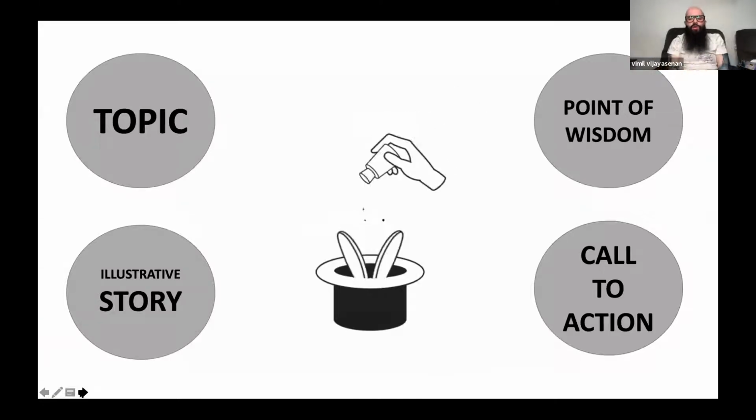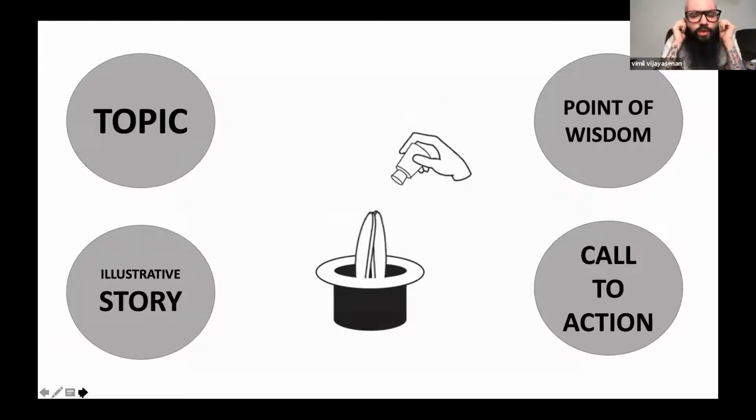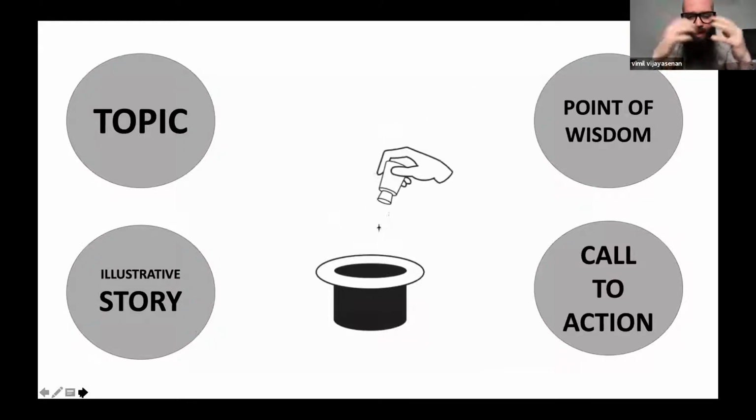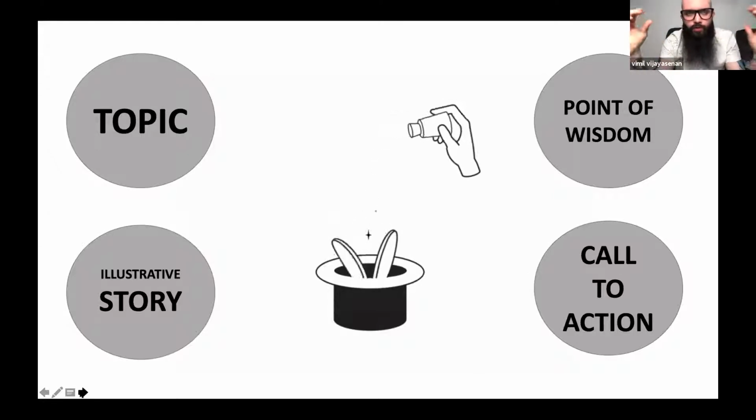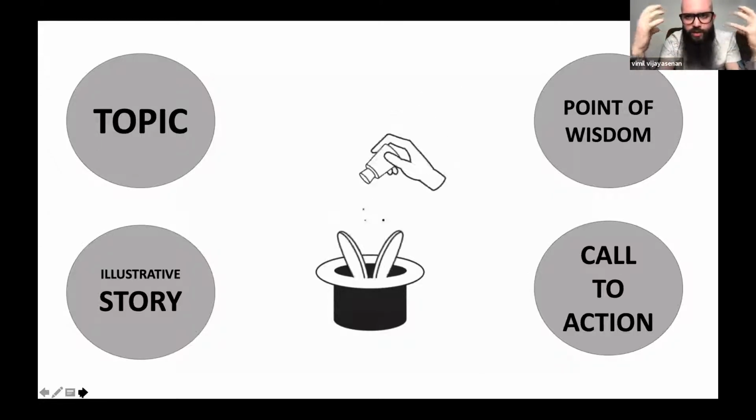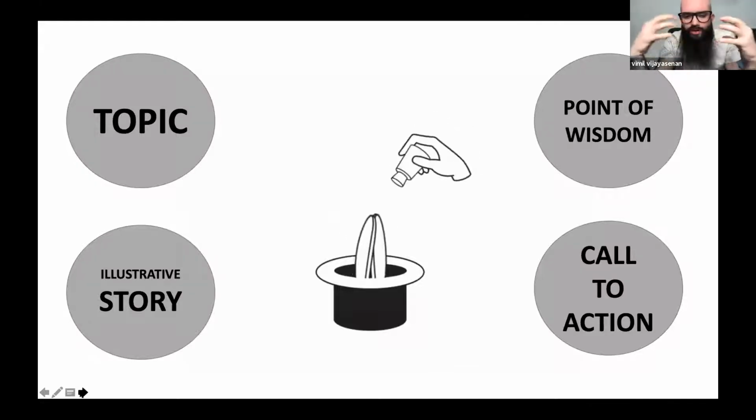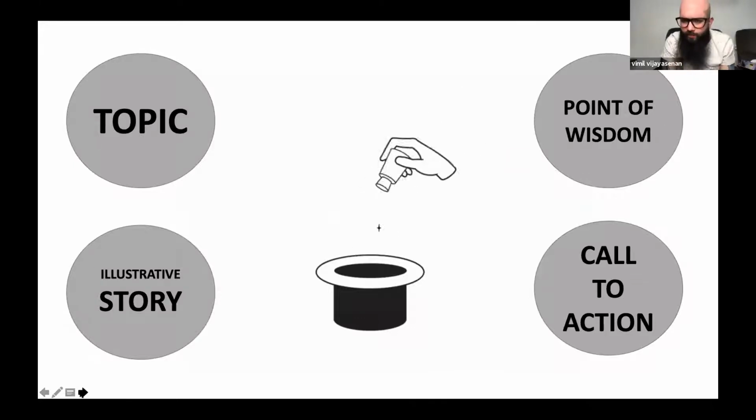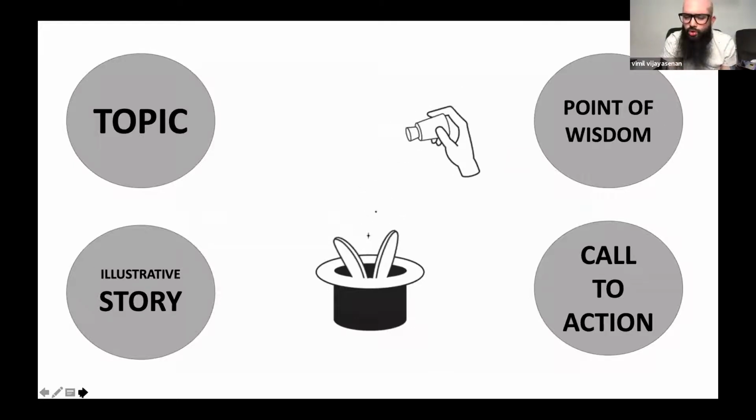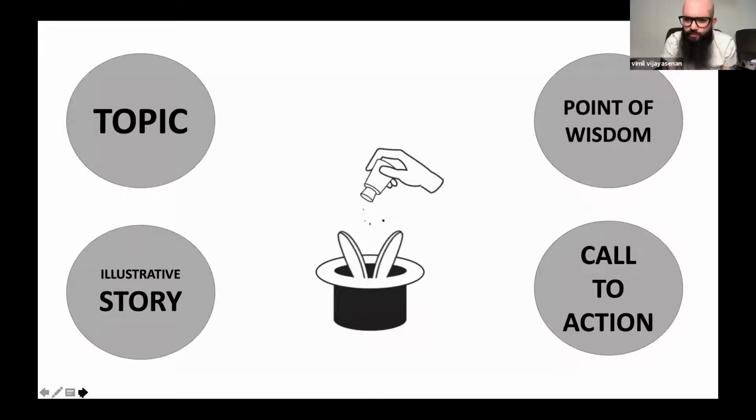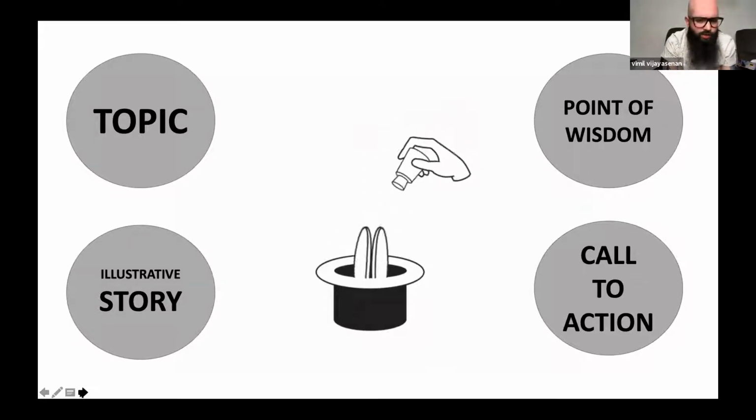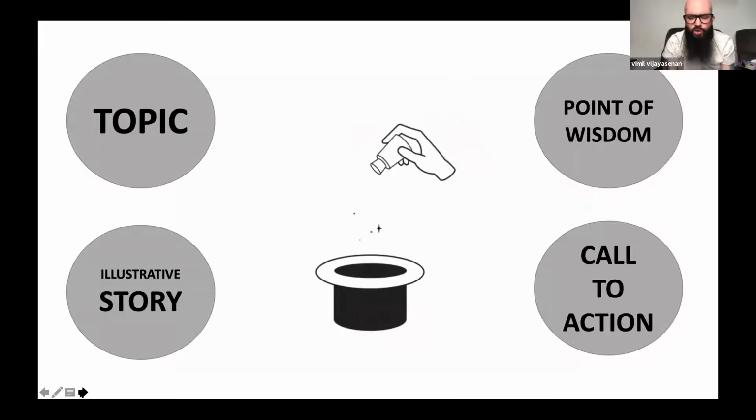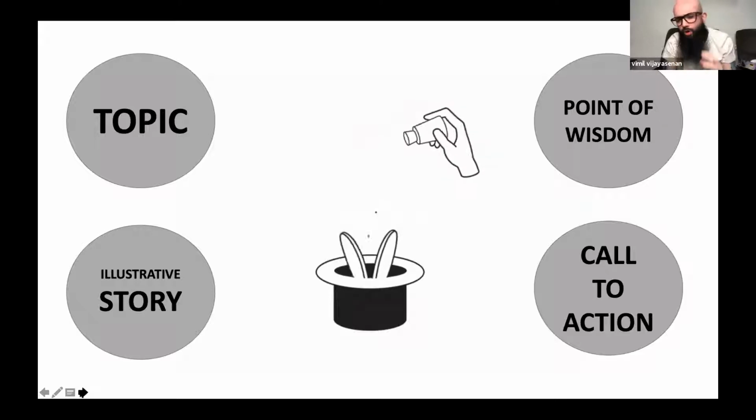Now, let me put it simply, some of the ingredients that you would have to have in an international speech. First and foremost, you need to have a topic. When I say topic, it's not the title of your speech, but what is the subject that you would be talking about? What is the content, or what is the main focus of your speech? That is very important. Your speech should have a certain point of wisdom, it should have an illustrative story, and of course, it needs to have a call to action. So these are the four major elements of an international speech.